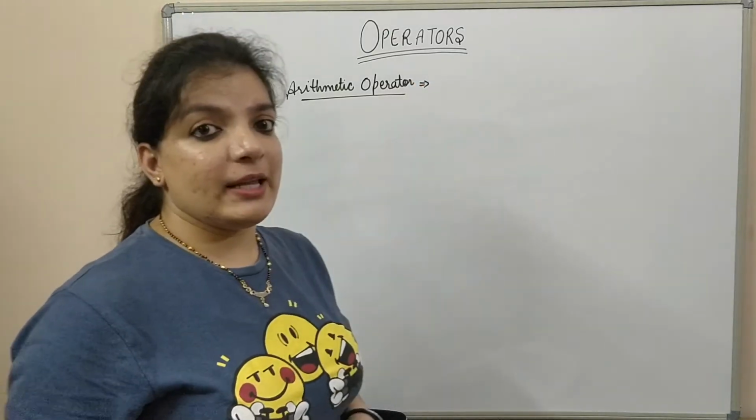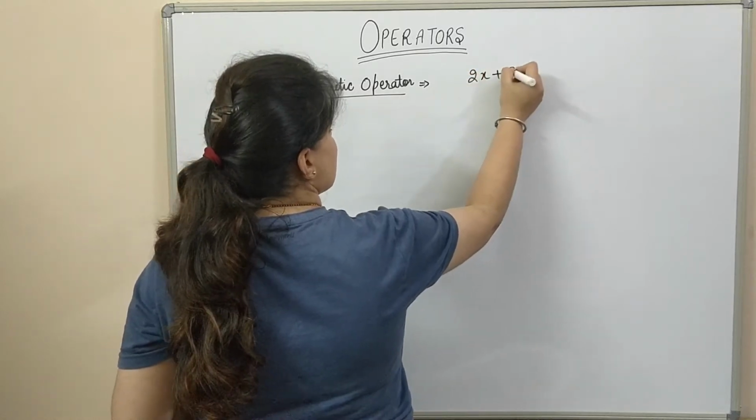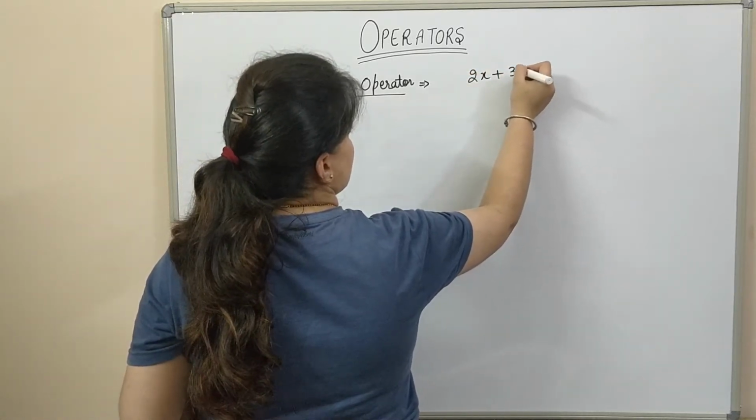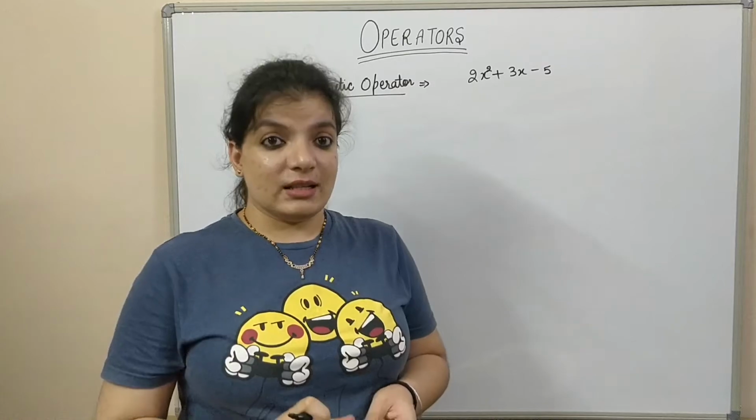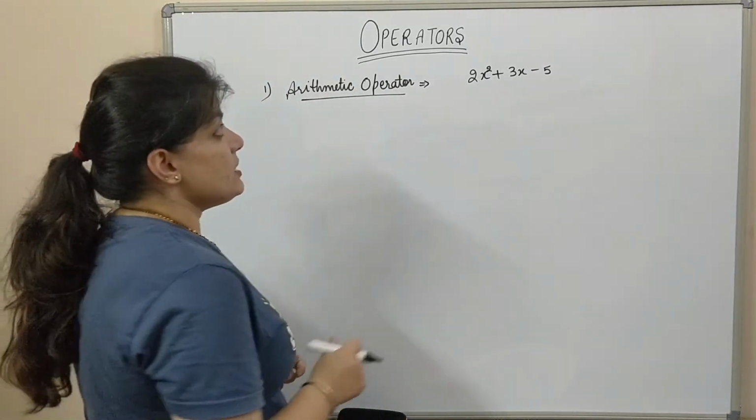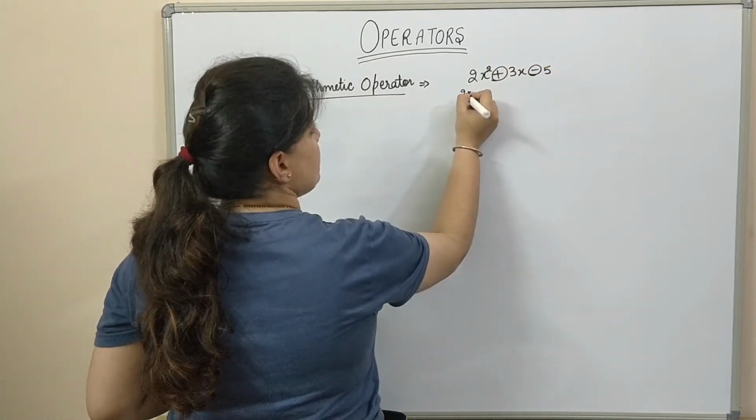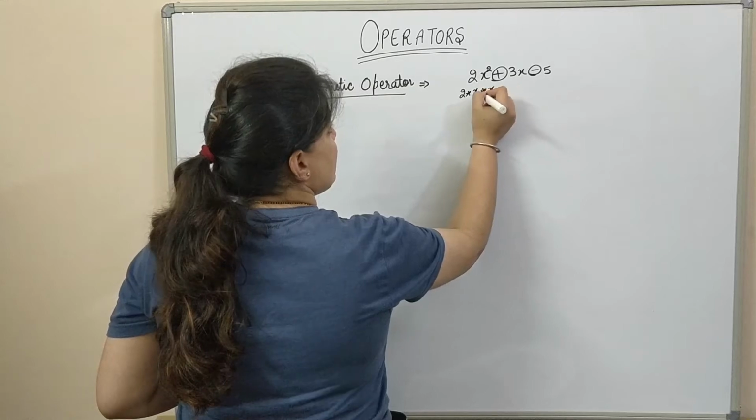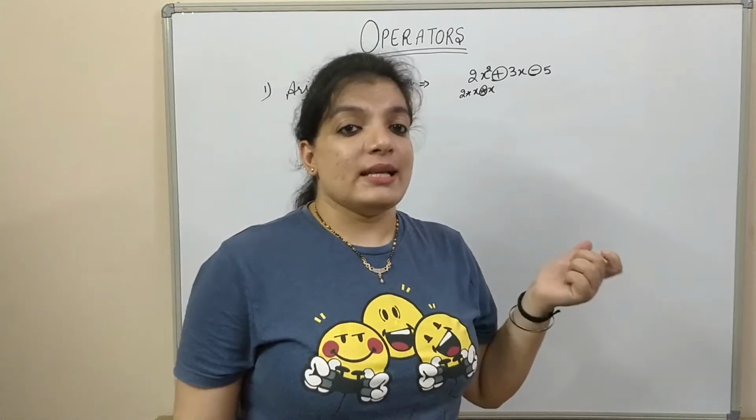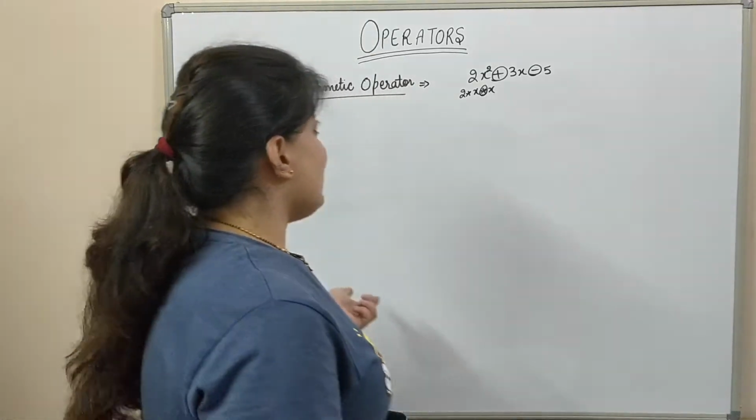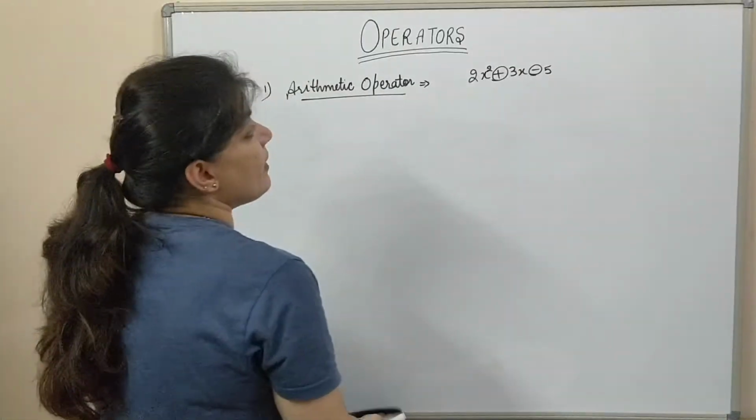What do you mean by arithmetic operators? Let me take an equation here: 2x plus 3, or 2x square plus 3x minus 5. Why is it known as an arithmetic equation? Because in this we are using plus and minus, and this can be written, as I told you, as 2x into x. So there are three operators: multiply, plus and minus. These are all known as arithmetic operators. In programming languages, if we write this equation, it is known as an arithmetic expression.